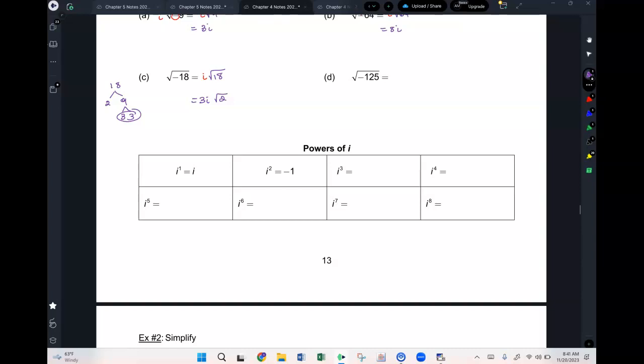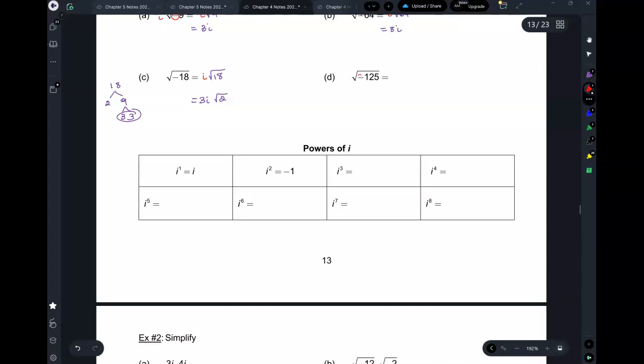So here, always take care of your negative first. The negative will translate to an i. And then I've got the 125. I can divide this by 5 and 25. Then the 25 will be 5 and 5. So these two come out as a single 5, and the other one stays in. So it's 5i root 5.